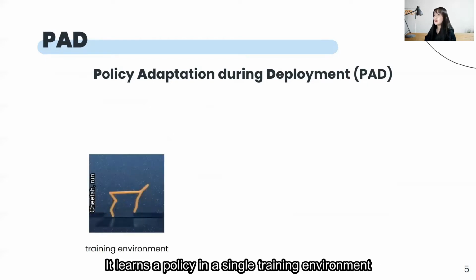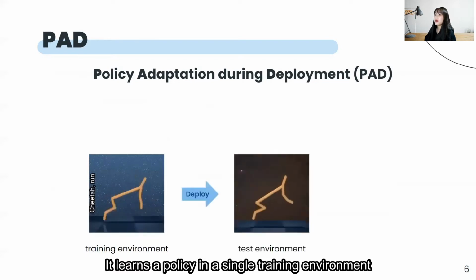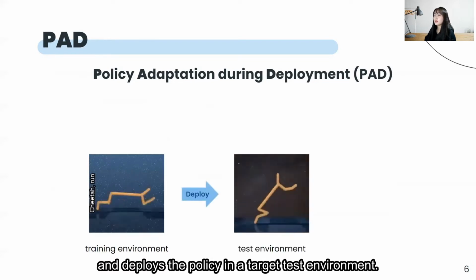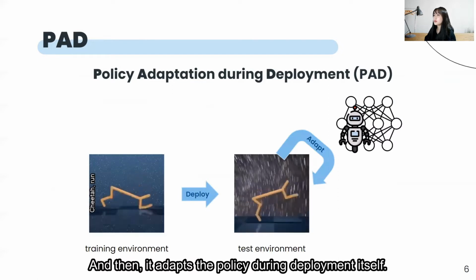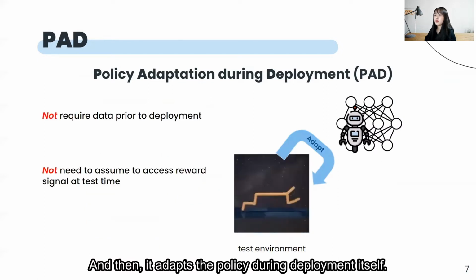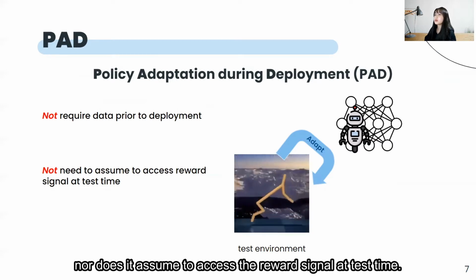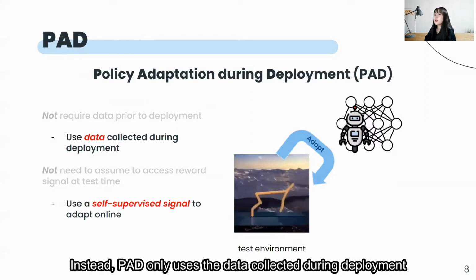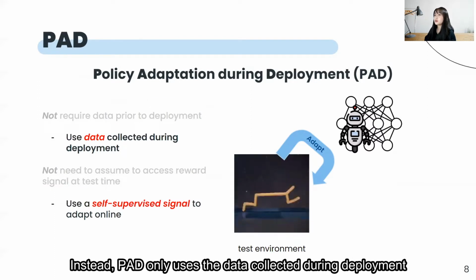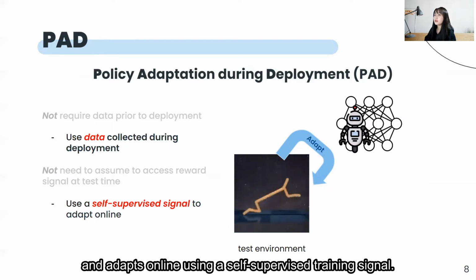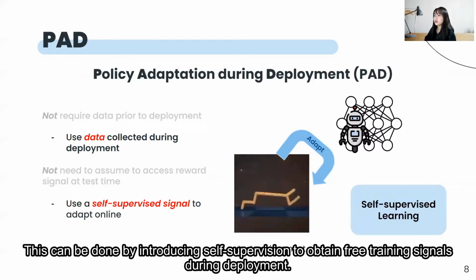It learns a policy in a single training environment and deploys the policy in a target test environment, and then it adapts the policy during deployment itself. PAD does not require data prior to deployment, nor does it assume access to the reward signal at test time. Instead, PAD only uses data collected during deployment and adapts online using a self-supervised training signal. This can be done by introducing self-supervision to obtain free training signals during deployment.